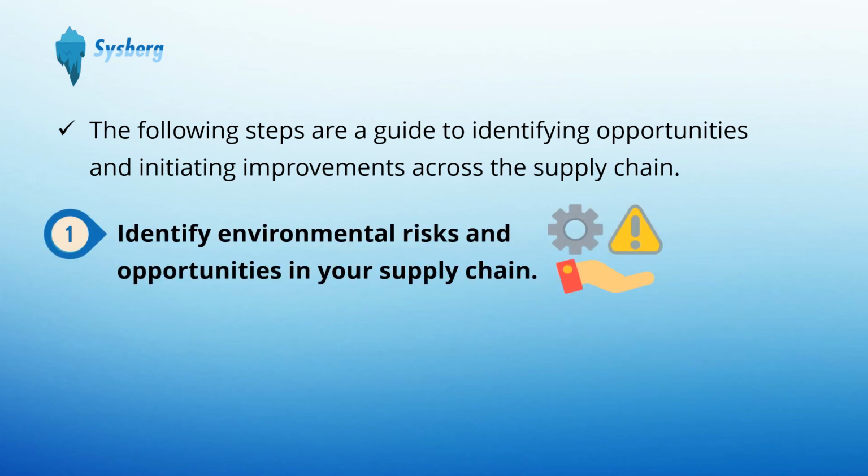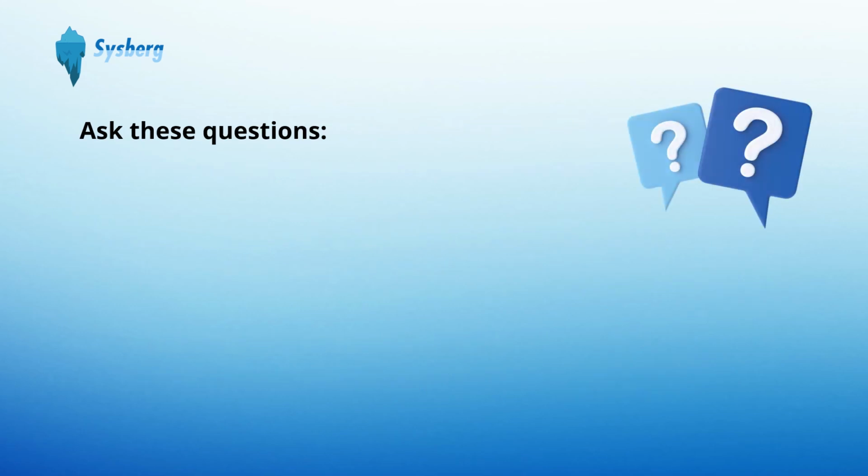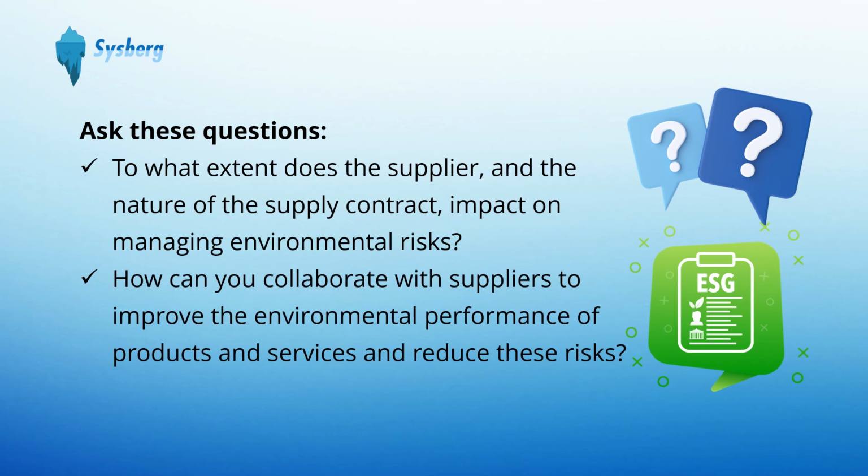Step 1. Identify environmental risks and opportunities in your supply chain. Identify the potential environmental risks and opportunities in your supply chain, and how this relates to your business goals and stakeholder expectations. Ask these questions. To what extent does the supplier, and the nature of the supply contract, impact on managing environmental risks? How can you collaborate with suppliers to improve the environmental performance of products and services and reduce these risks? What are your stakeholders' expectations?